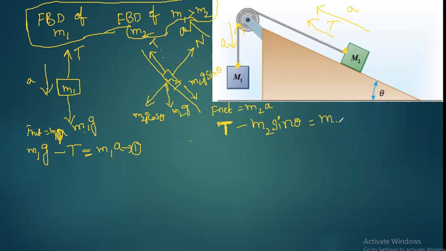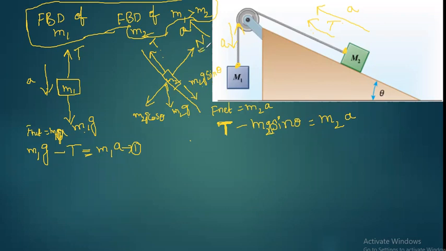F net is M2A. Why are we always writing F net? Because this is the total force with respect to our block. Okay. And this is the total force with respect to the system. Correct? Yes. T minus M2G sin theta, which is equal to M2A. Correct. Now, what about any other forces acting? Yes, those also you have to consider.